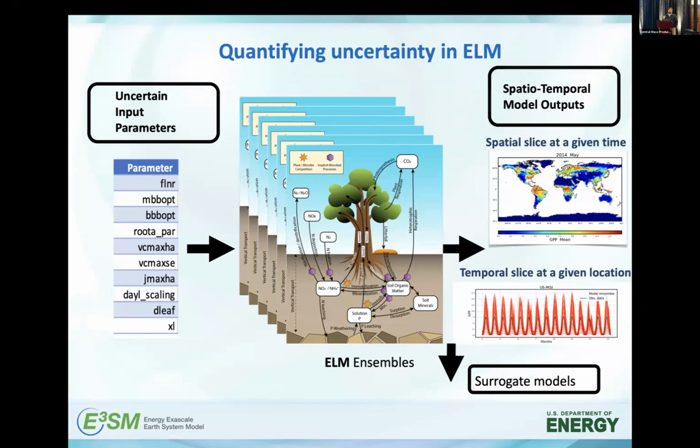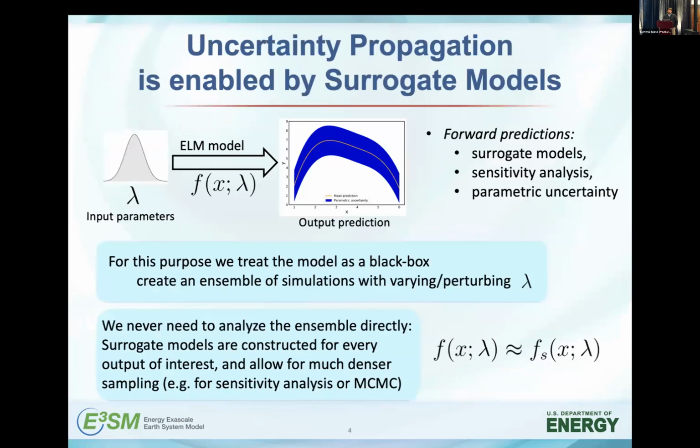And we take those, we vary those, and we run ensembles of ELM, and that produces lots and lots of output. So the model by default, I think, produces something like 400 output variables, and those vary if we're running regionally or globally over space, and of course, over time as well. And so we use those ensembles then to generate these surrogate models. And that allows us to do uncertainty propagation. And so what's a surrogate model?